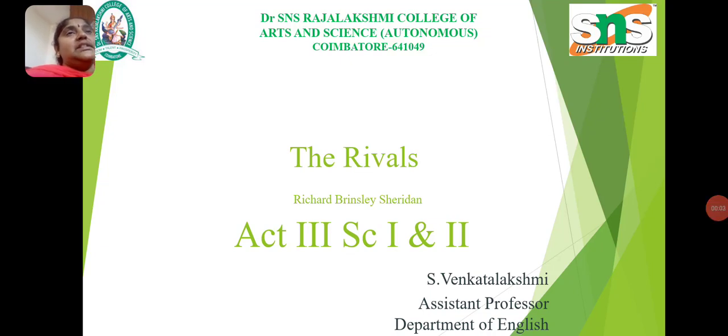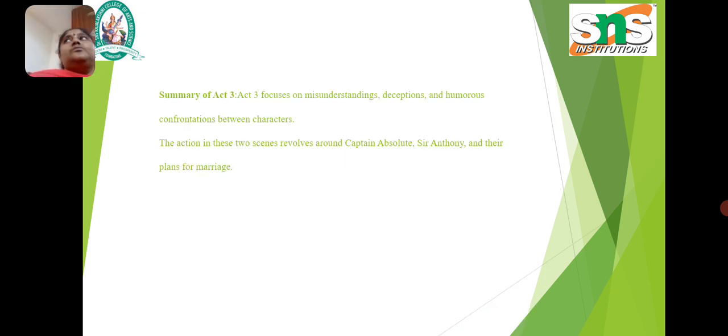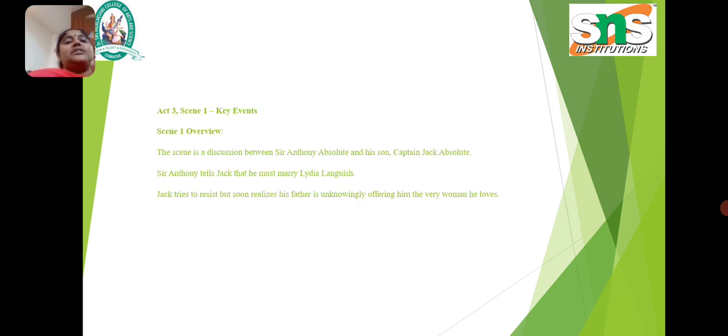Today we are going to discuss the play Rivals, written by Richard Brinsley Sheridan, Act 3, Scene 1 and 2. Summary of Act 3, Scene 1 focuses on misunderstanding, deception, and humorous confrontations between characters. The action in these two scenes revolves around Captain Absolute, Sir Anthony, and their plans for marriage.